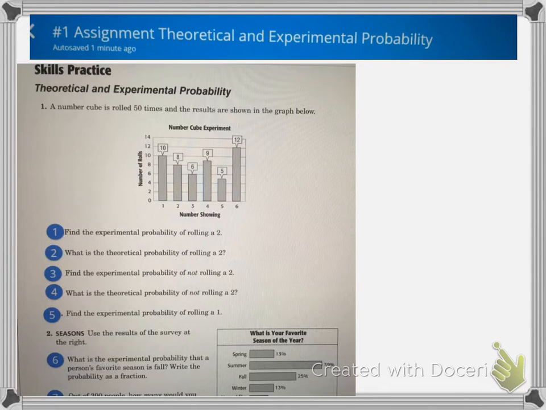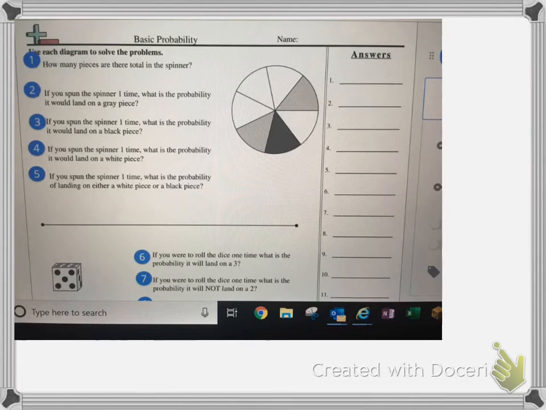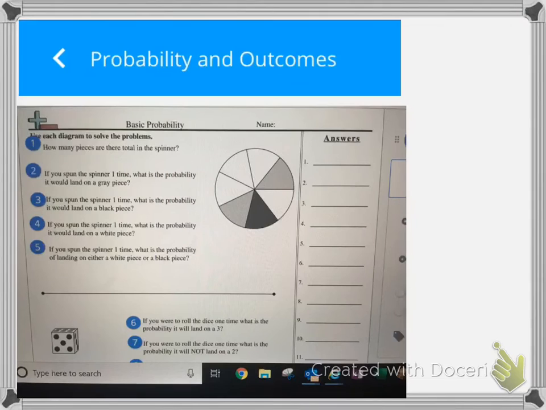I will also briefly explain the second assignment. Very similar to the first video, your second assignment, probability and outcomes, has you looking at a spinner. The first question basically asks you how many pieces are there in the spinner. You would just count, and there should be 7.